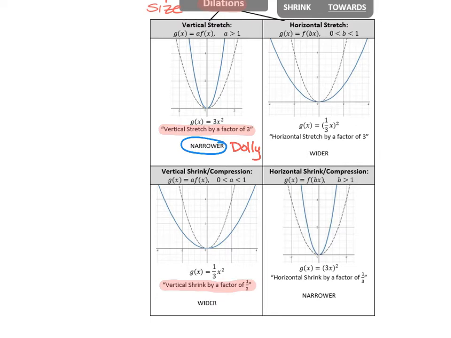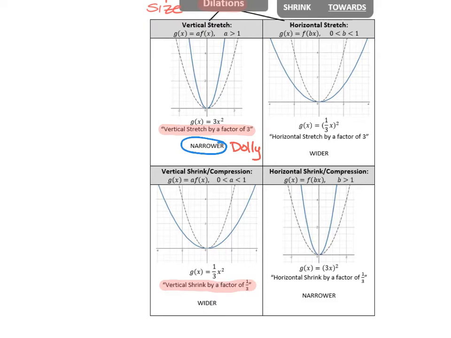With your arms right now, I need you to be a parent parabola. If I told you to stretch, your arms would go up and they would get narrower. That's called a vertical stretch. So go back to being the parent function. Stretch your arms up. Stretch, stretch, stretch, stretch, stretch. And they got narrower. They got closer to your ears. So that is a vertical stretch.